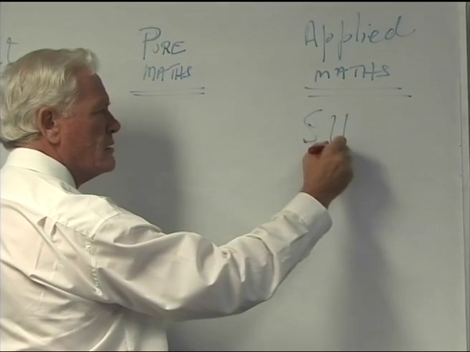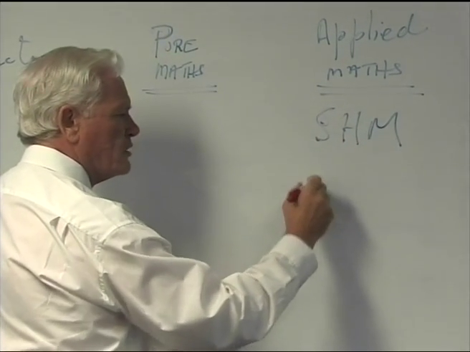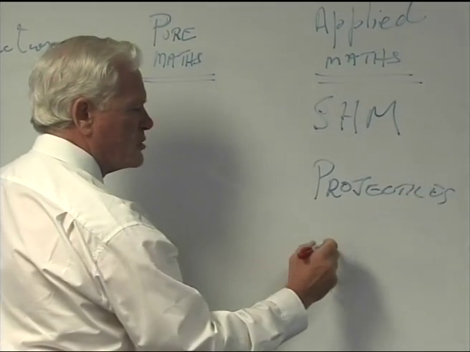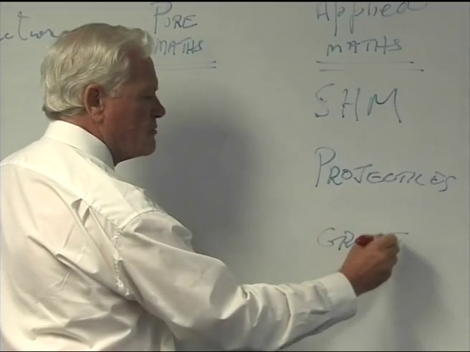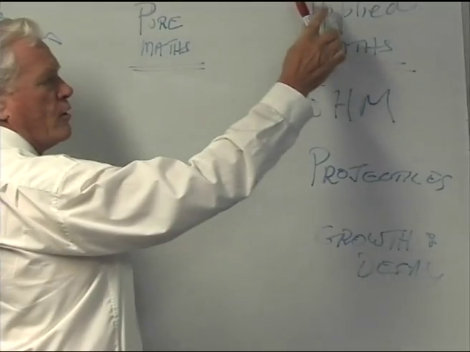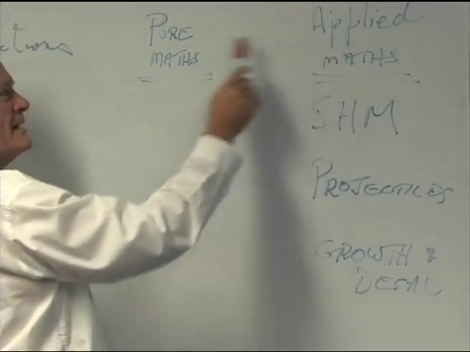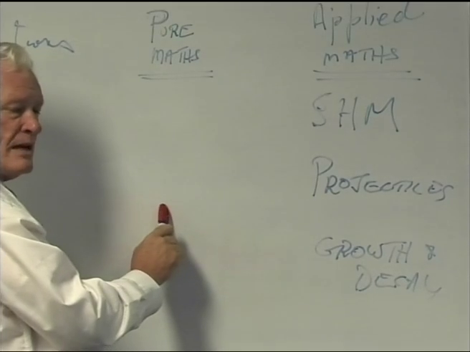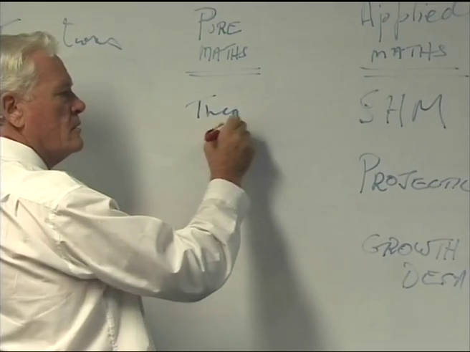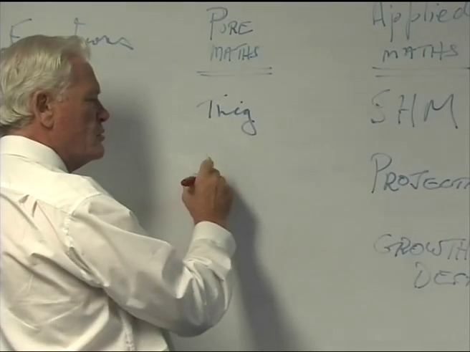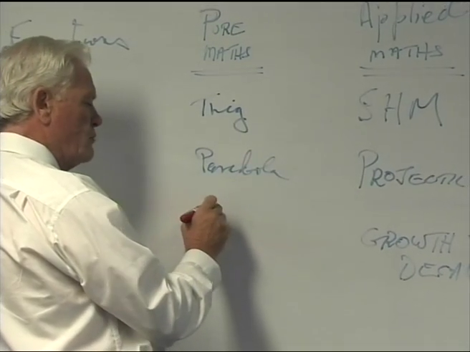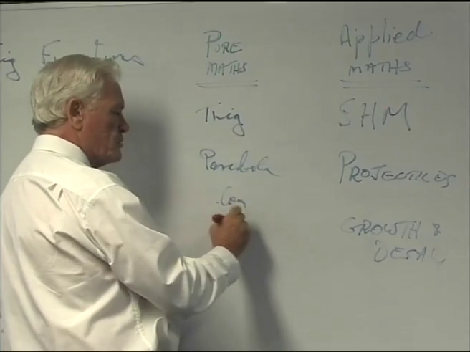Applied maths includes simple harmonic motion, which they call SHM, projectiles, which is a very important topic in Extension 1 maths, and a topic which is a bit weirdly named, growth and decay. To connect that, you need pure mathematics, which is basic calculus and algebra. In simple harmonic motion, you use a lot of trigonometry. In projectiles you use parabolas. And in growth and decay, we use logs and exponentials.